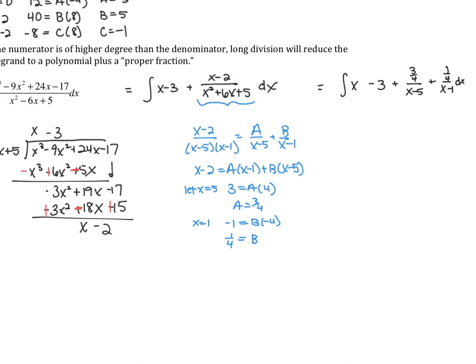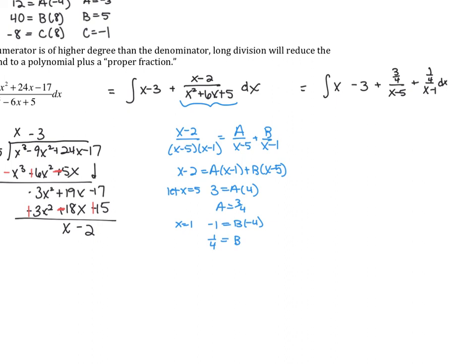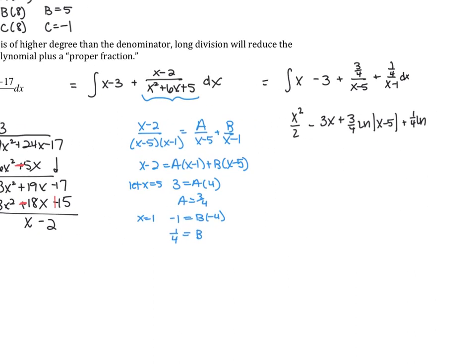And now I can integrate. So now I'm going to integrate this expression. The integral of x is x squared over 2. Integral of negative 3 would be negative 3x. The integral of this partial fraction, I'm going to get plus 3/4 times the natural log of the absolute value of x minus 5 plus 1/4 times the natural log of the absolute value of x minus 1 plus c. And there is my antiderivative.